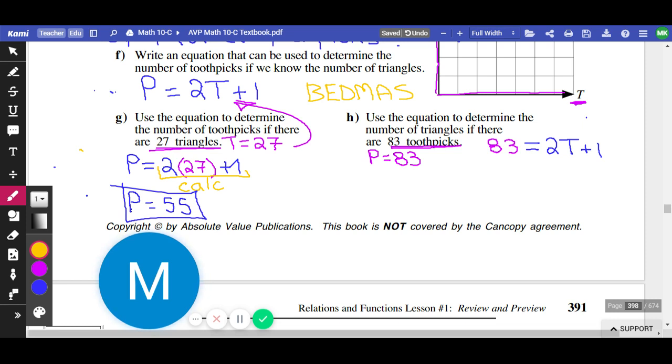So when we're trying to get T by itself, we want to undo any additions or subtractions that are next to the T. If you look at this, I have a plus 1. The opposite of plus 1 is minus 1. So what I want to do is subtract 1 from both sides. When you subtract 1 from both sides, it'll cancel out on the right side, and then you'll have a new calculation on the left side. 83 minus 1 equals 82, equals 2t. The 1 was canceled out by the minus 1.